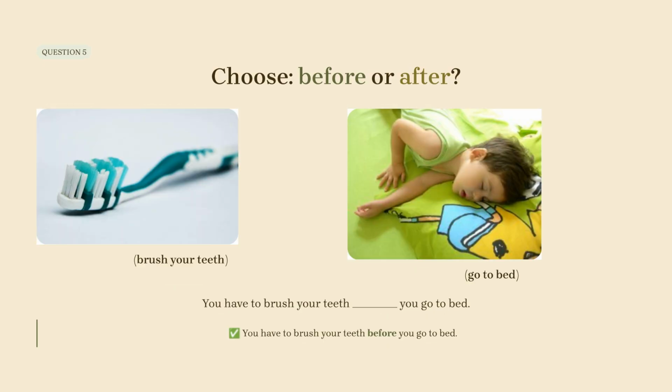Question 5. Choose before or after. The actions are brush your teeth and go to bed. The sentence says, you have to brush your teeth, you go to bed. You got it. You have to brush your teeth before you go to bed.